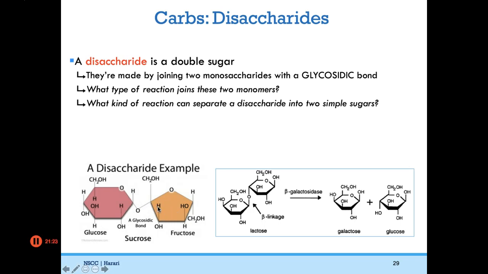So here's an example of a double sugar that you might have had today already. This is sucrose. So table sugar, the sugar that you put in your tea or coffee, looks like this. It's a glucose monosaccharide bonded to a fructose monosaccharide. So together they're a disaccharide. Now this is lactose, also a disaccharide. One of the enzymes that can break down lactose is called beta-galactosidase. And that breaks down lactose into the two monosaccharides, galactose and glucose. So what kind of enzyme is this? This is a hydrolytic enzyme. This enzyme will use water to break this glycosidic bond and separate the lactose into its two monomers.